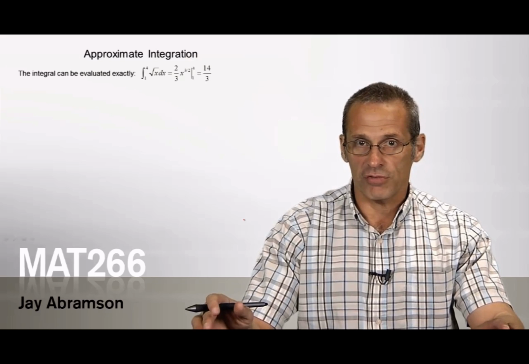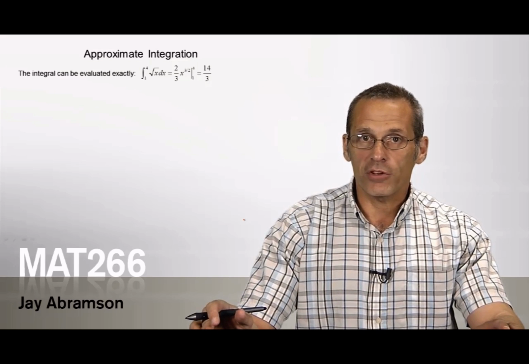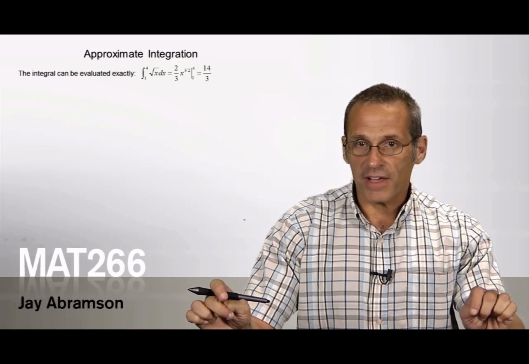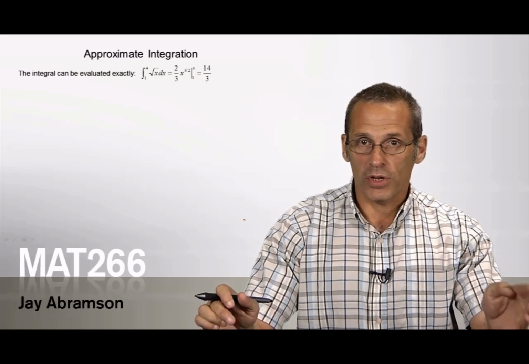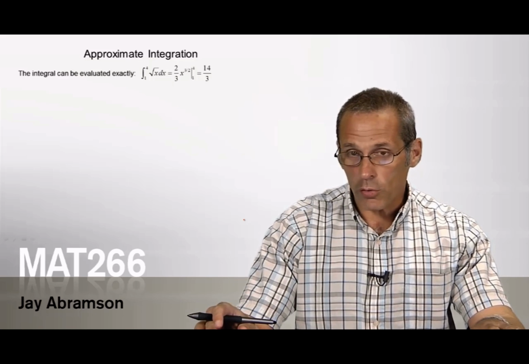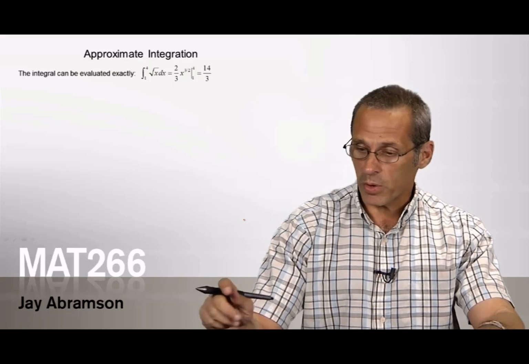The integral itself can actually be evaluated directly in this case. You can take an antiderivative and apply the fundamental theorem of calculus, evaluating the antiderivative at an upper limit of 4 and a lower limit of 1 and then subtracting the results, which gives you 14 over 3, or 4 2/3, or 4.6 repeating.